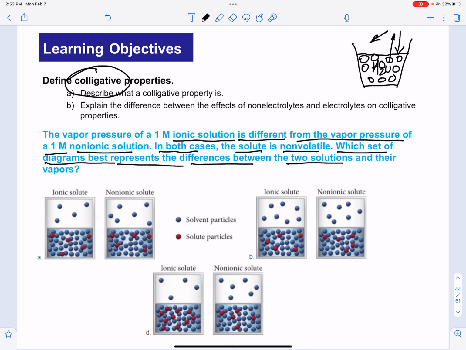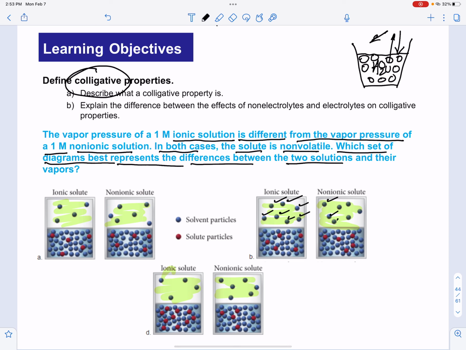And we know that the vapor pressure is given by the molecules in the gaseous phase, right? So we're talking about the molecules here, here, here, here, there, and there. That's what's going to cause the vapor pressure. The first thing it tells us is that the vapor pressure is different, right? So let's do something. 1, 2, 3, 4, 5, 6, and 7.